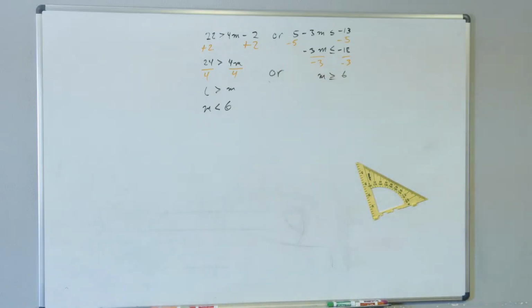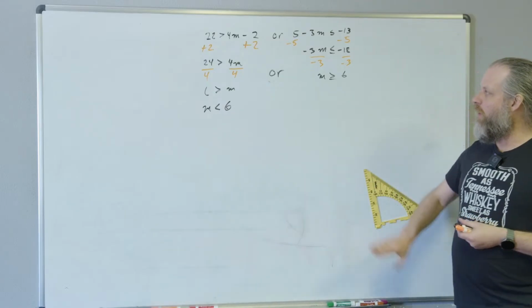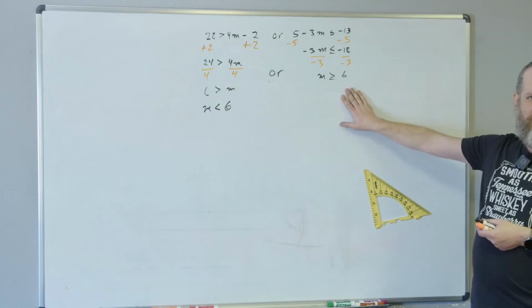What happened? The inequality flipped. Why? Because it was divided by a negative number. If we divide or multiply an inequality by a negative number, the inequality flips. So, m is less than 6 or m is greater than or equal to 6.